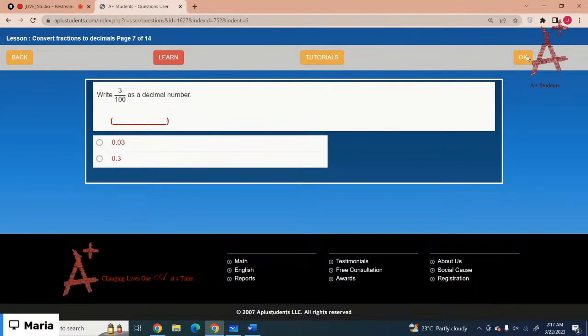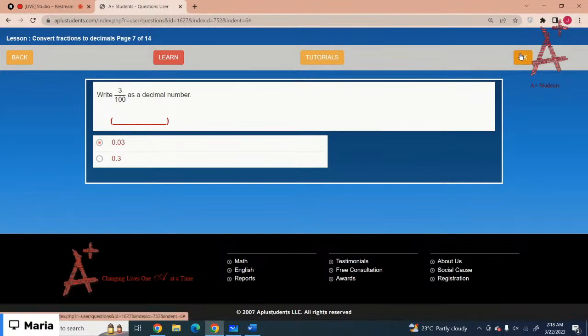Okay, write 3 over 100 as a decimal number. So which is the correct option? You have two zeros in the denominator. Got it? That means you need to move the decimal point. How many places left? Two places left. It would be then 0.03. Got it? The correct option is option number 1 because you need to move the decimal point two places left. So that would be option number 1.